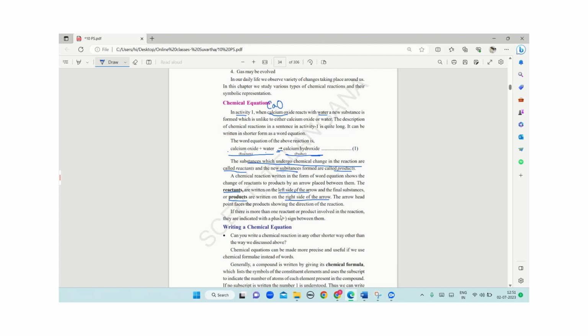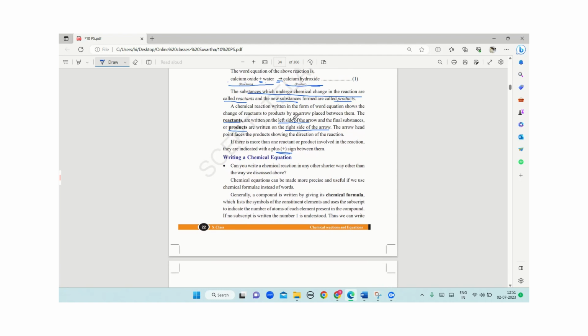If there are more than one reactant or product, how do we show them? We add a plus sign. See here, calcium oxide plus water we have added, right? These are the basic things to represent a chemical reaction as a chemical equation. How to write a chemical reaction, right? A compound is written by giving its chemical formula. That is what we were doing.